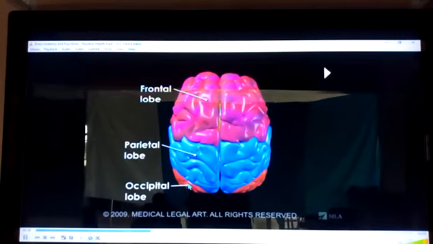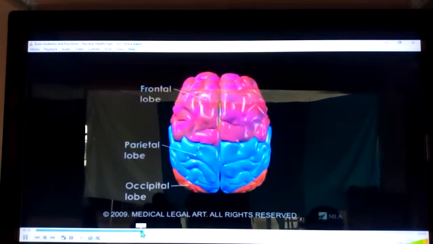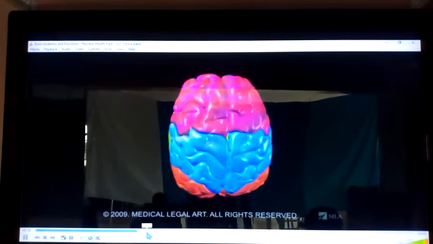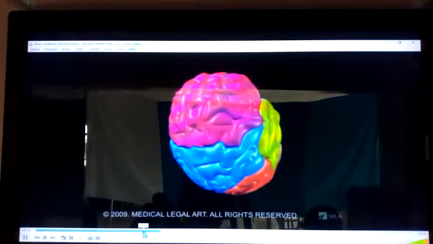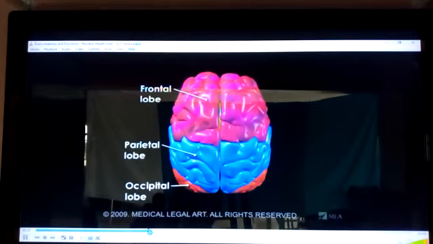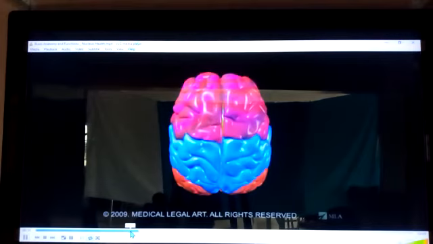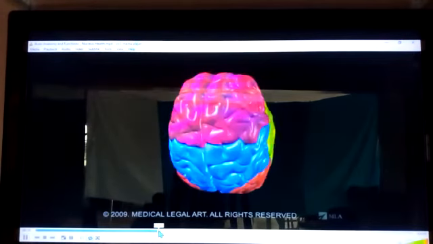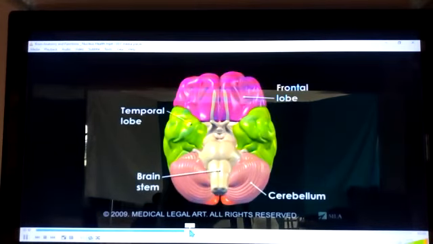And then the other lobe is the frontal lobe. So we said frontal lobe, parietal, occipital, and then the temporal lobe. In most cases, the audiovisual interpretation is done here.